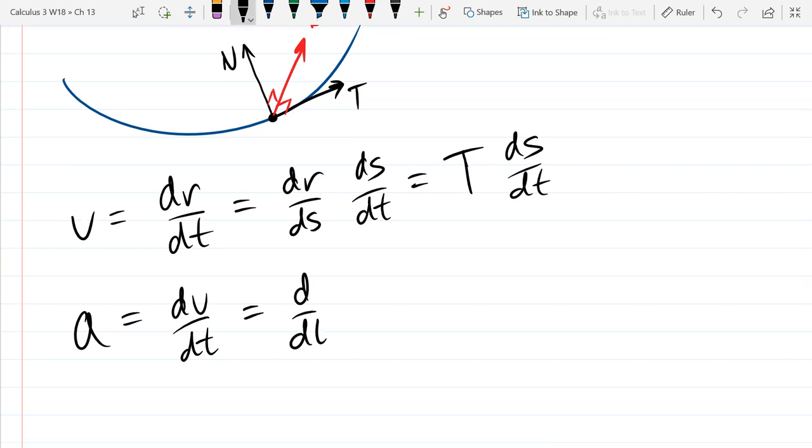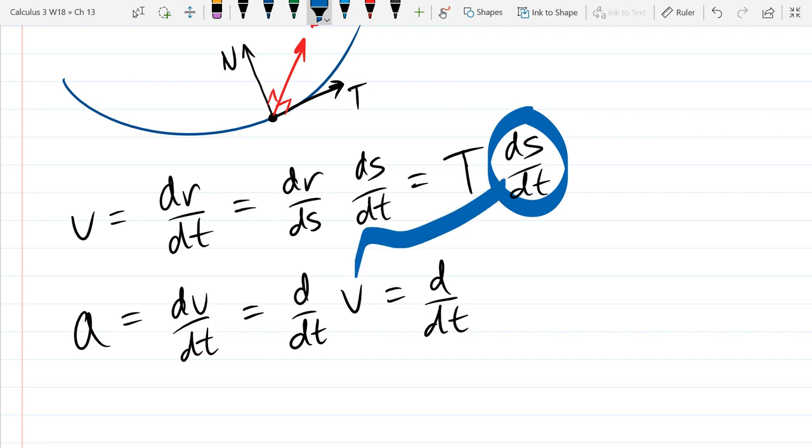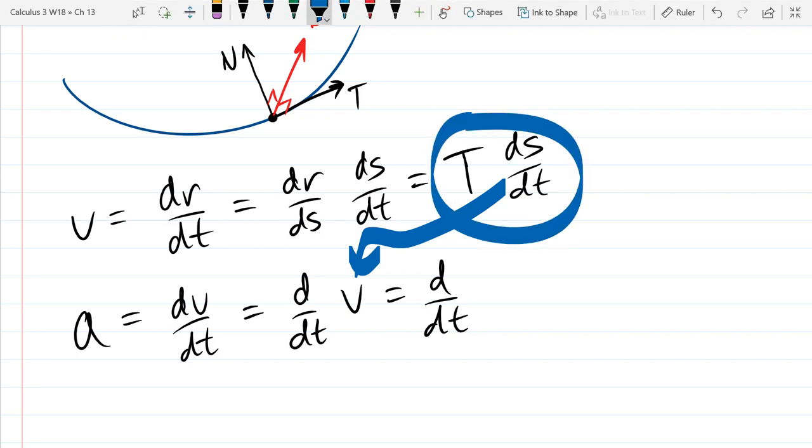So I can rewrite this as the t derivative of v, and then we're going to go back to v, one of these versions of v, and substitute it in. And the one we're going to pick is the last one. So I'm going to take that version and substitute it in here. Ooh, I circled the wrong thing. Circle all that stuff. There, the whole thing is v, not just the T ds/dt.